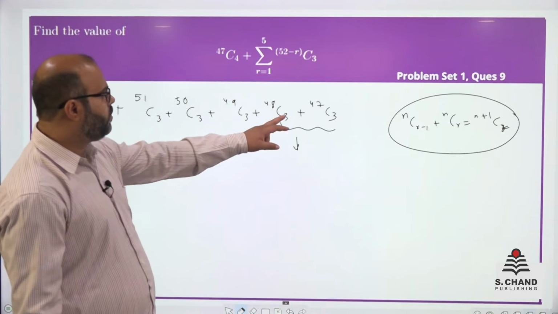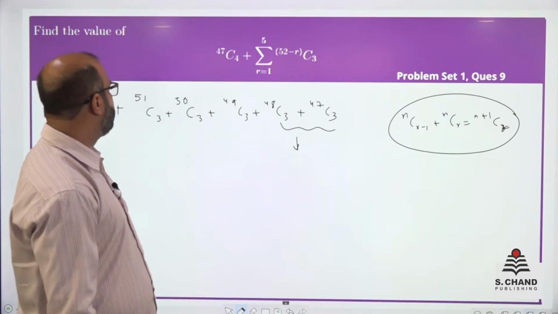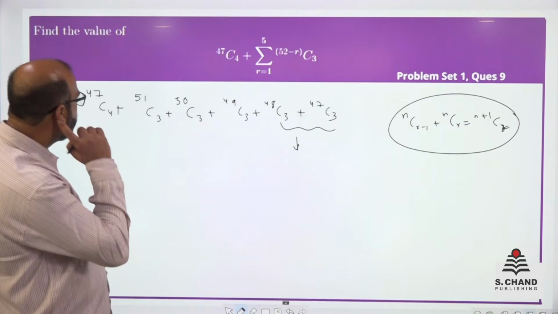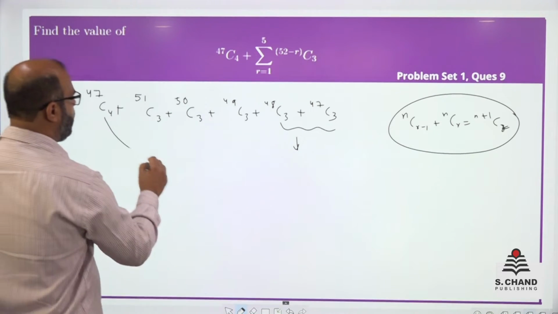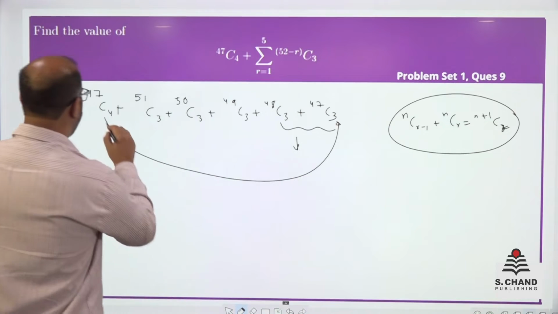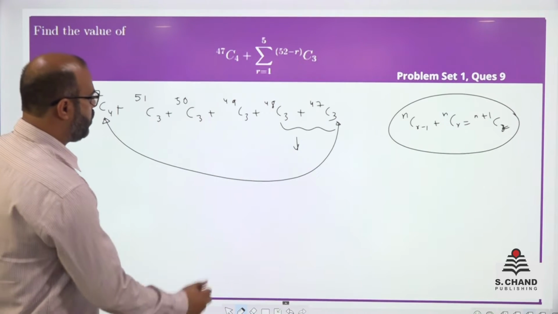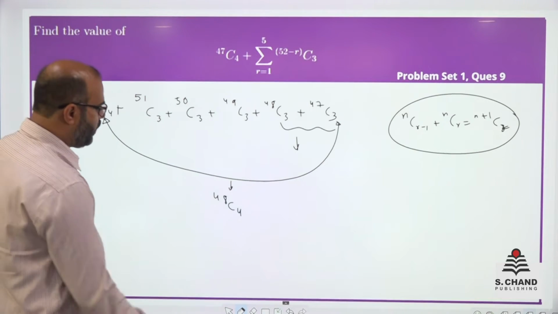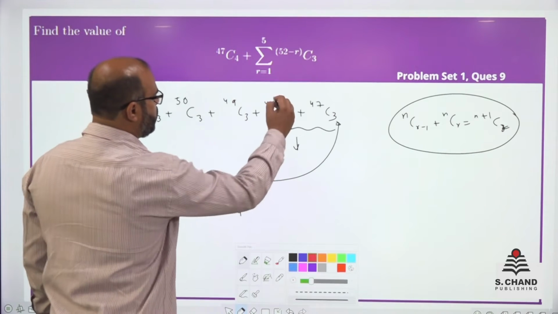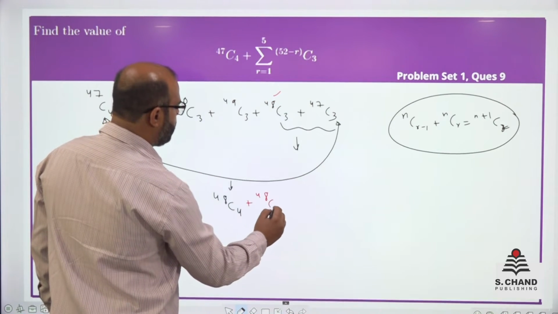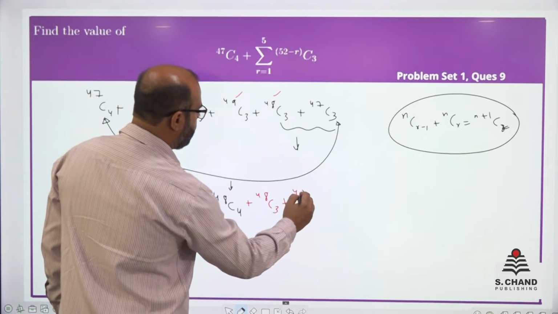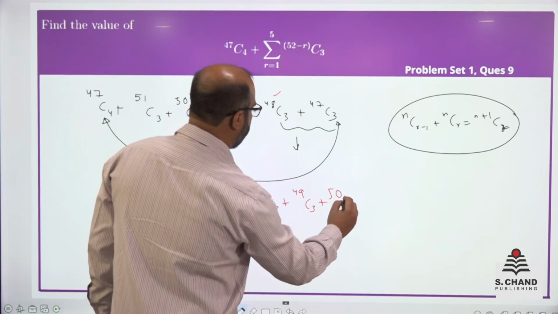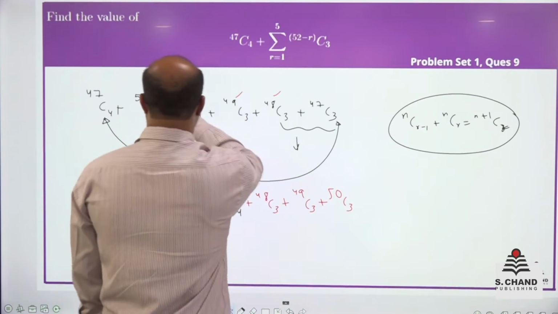So here 47C3 plus 48C3, still you cannot use that formula here. So what will you do? You don't combine this with this, instead combine this with this, 47C3 and 47C4. What this will give you is 48C4. Now let us write the other terms. What are the other terms? Plus 48C3, then plus 49C3, then 50C3, then 51C3, this one.